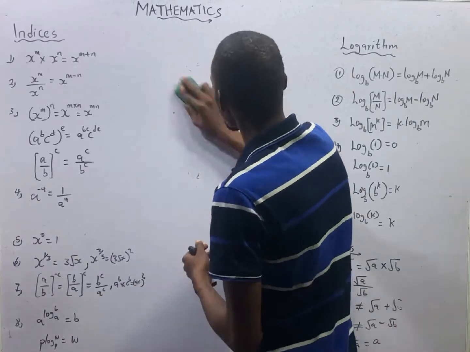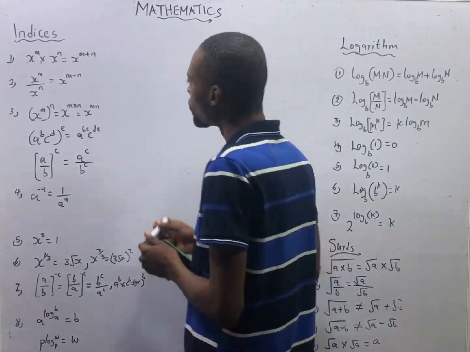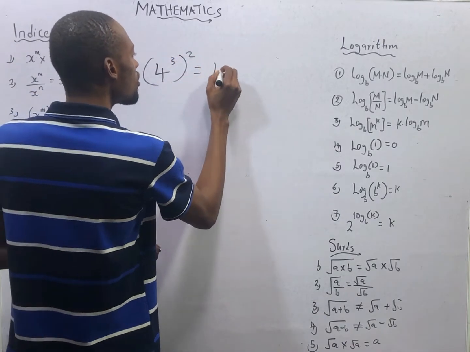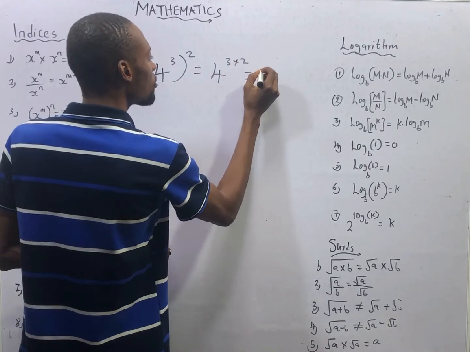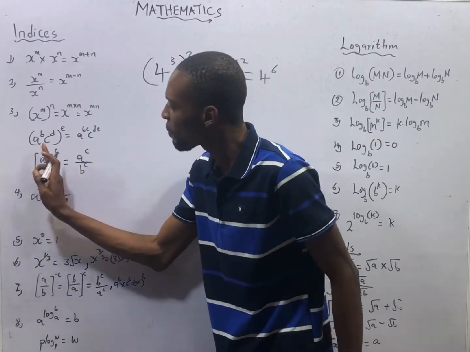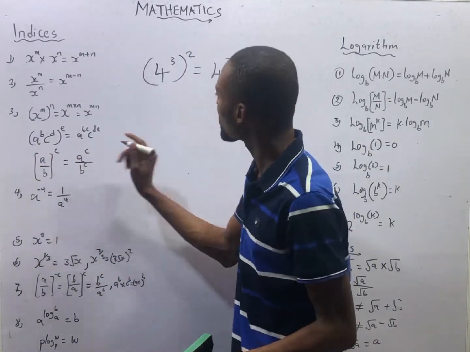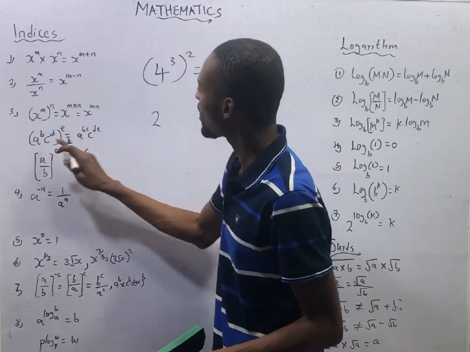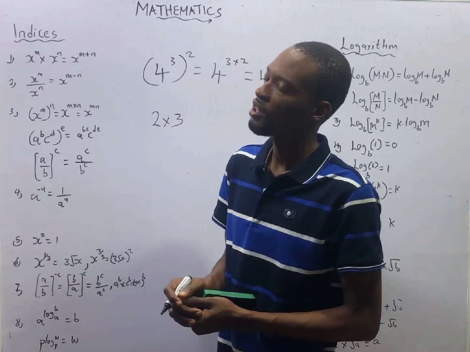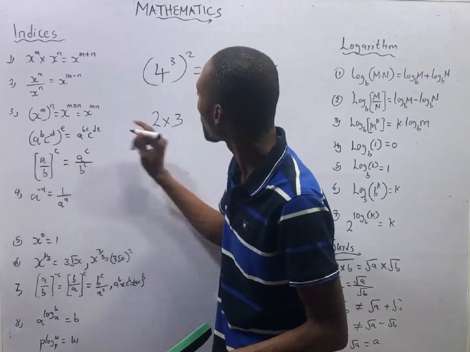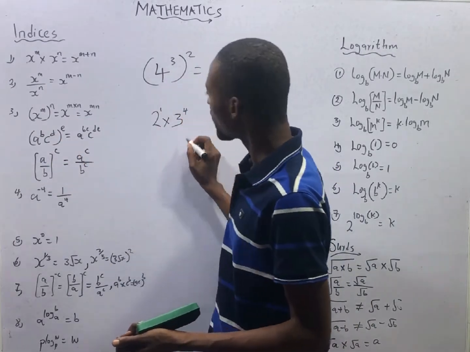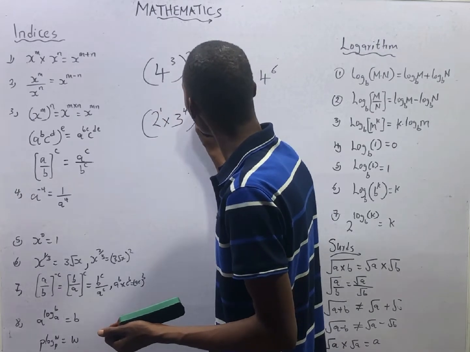Then expanding law 3 also says that apart from seeing something like 4 raised to the power of 3, all raised to 2, to give you 4 raised to the power of 3 times 2, which is 4 raised to the power of 6, you can have two different numbers, different bases. So let's call the first one 2, let's call the other 3. Then 2 is raised to the power of 1, 3 is raised to the power of 4, then everything is also raised to the power of 5.